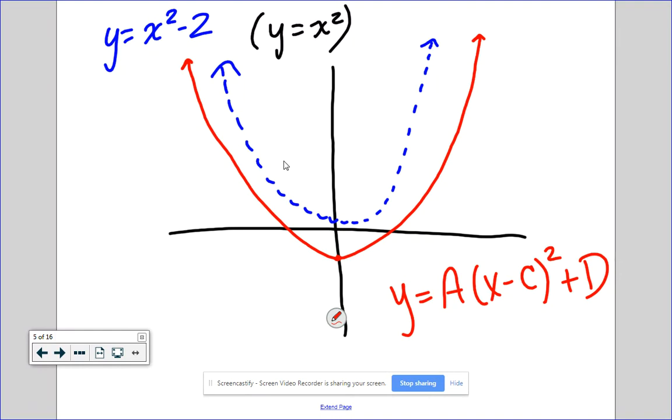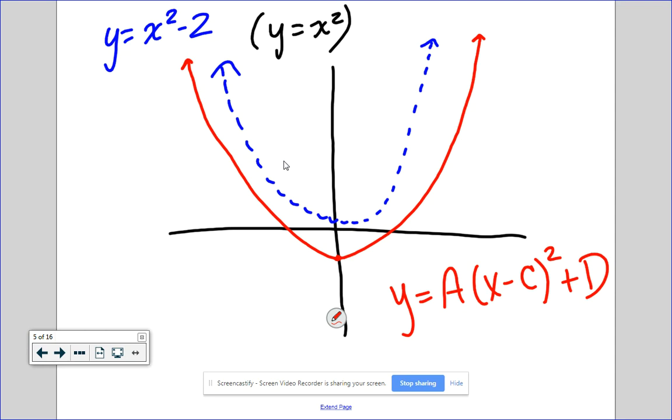A is your amplitude. That tells you how fast. It's like the slope. It's not the exact same thing, but it's similar. C is your phase shift, but it has to be inside the parentheses. So that moves your graph to the right, C units, just like it did with trig. And then D at the end moves up or down.